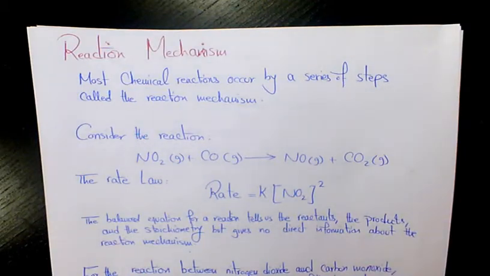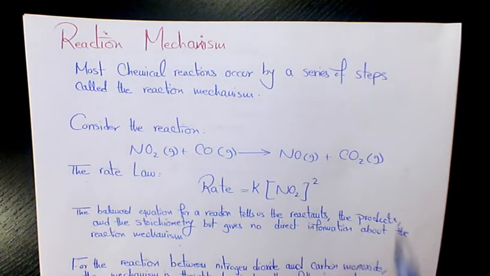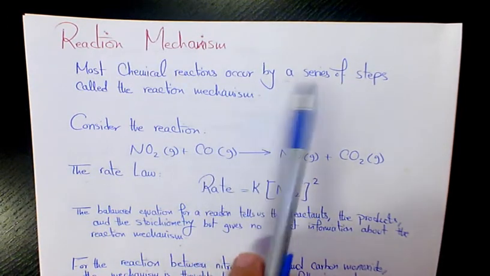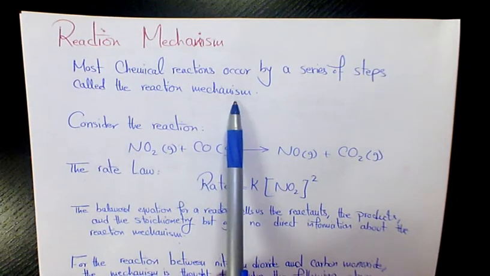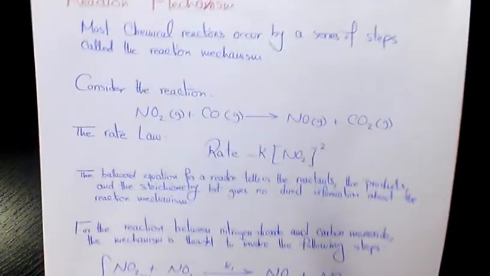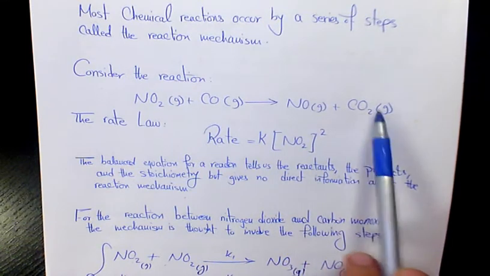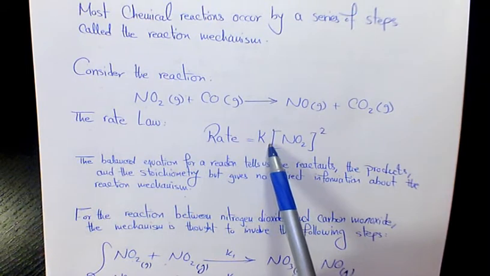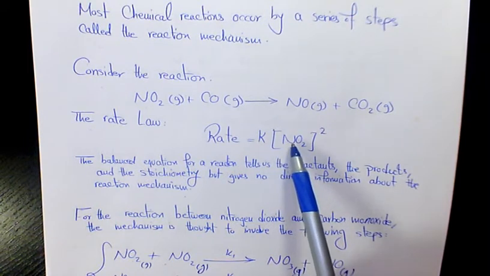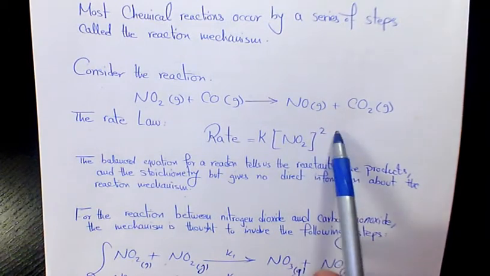Welcome to another video. In this video I want to talk about reaction mechanism. Most chemical reactions occur by a series of steps called a reaction mechanism. For example, consider this reaction: NO2 plus CO gives NO plus CO2. The rate law is rate equals k, which is the rate constant, times [NO2] to the power of 2. It means the concentration of NO2 to the power of 2.